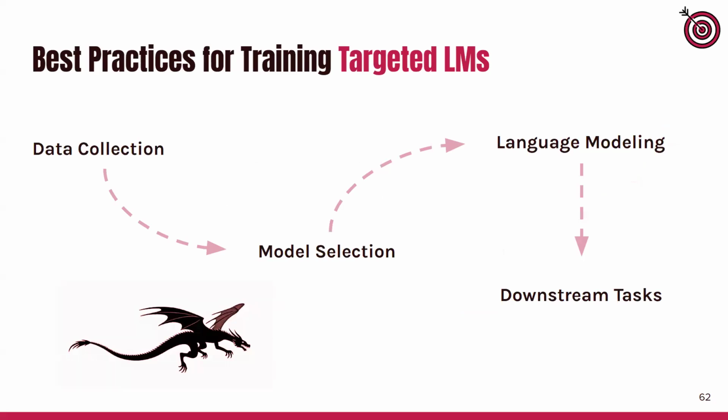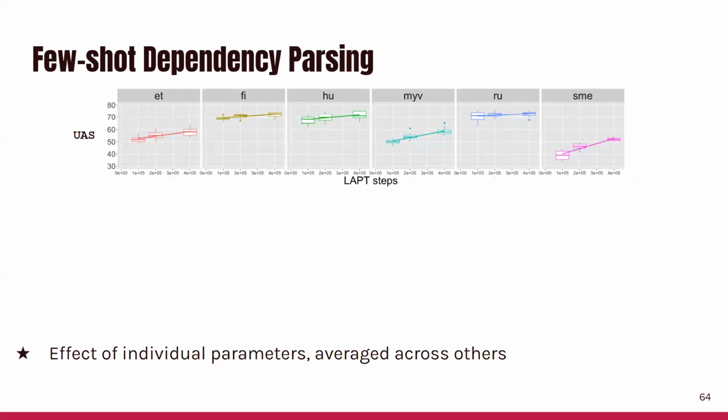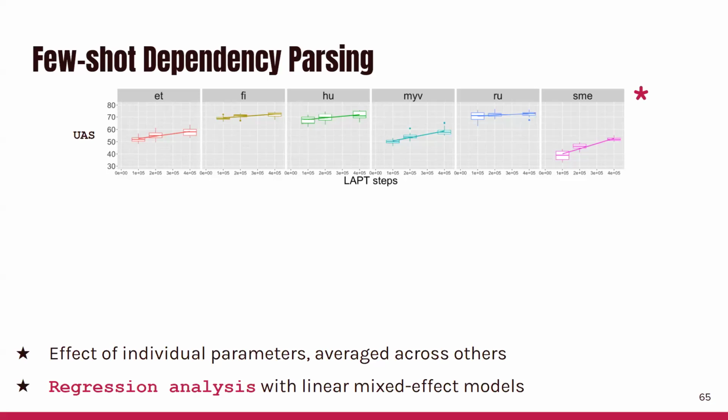Okay, so this is great because we validated that performing targeted training improves performance for the Uralic language family, but we're also interested in what the best way to do this is so that we can have better insights moving forward in this setting. So we also perform a statistical analysis of these training factors we considered to see what effect they have on the downstream model. So here, we're looking at the effect of each individual parameter and averaging across the other ones in each setting. And we also perform a regression analysis using a linear mixed effects model in order to see which parameters have a significant effect and what size the effect is.